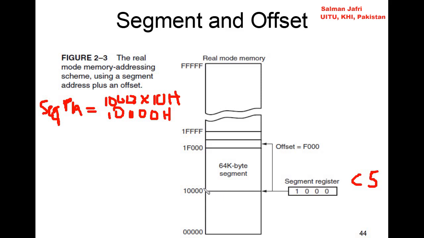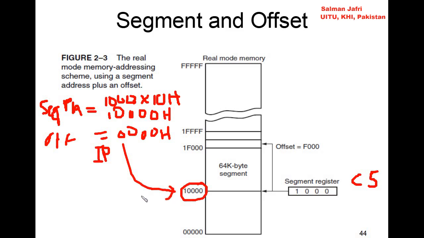So for the first location of the segment, the offset is 0000 hex, right? Because it's a 16-bit offset. So if we are talking about the CS, we can call it IP. Let's say this IP is 0000 for the first address. So what is the physical address of the start of the segment? It is CS into 10H, which is 10,000H, plus 0000H, which again comes out to be 10,000H. So 10,000H is the physical address of the start of this particular segment.